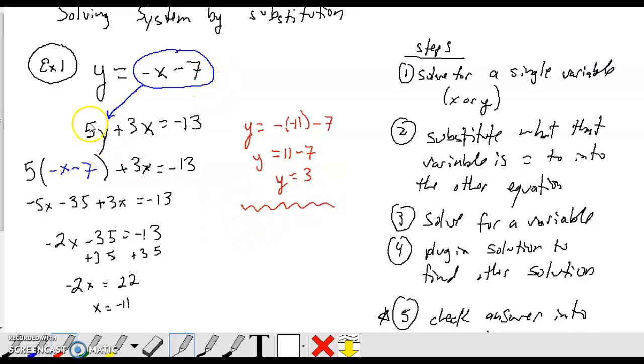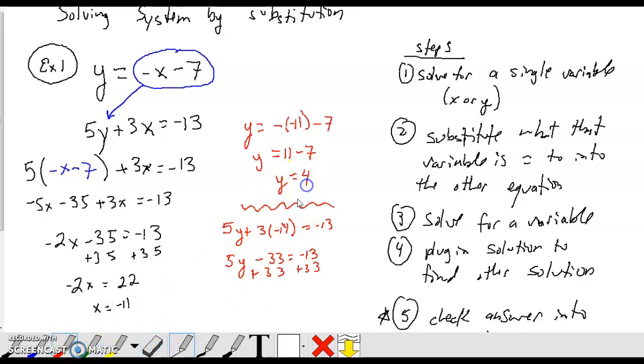What happens if you like to be challenging? So let's do the bottom one. So 5y plus 3 times negative 11 is equal to negative 13. So 5y minus 33 is equal to negative 13. Add 33 to both sides. Oh, this is not 3. Sorry, this is 4.